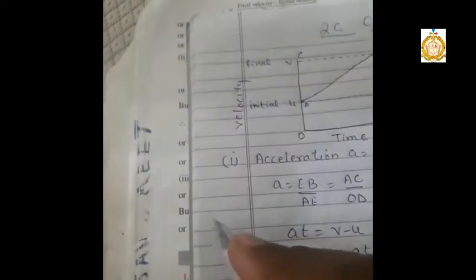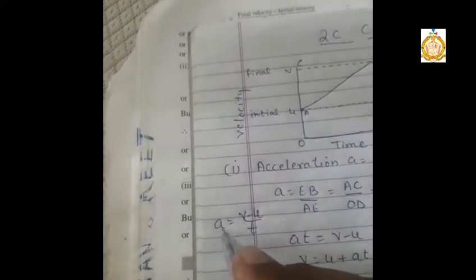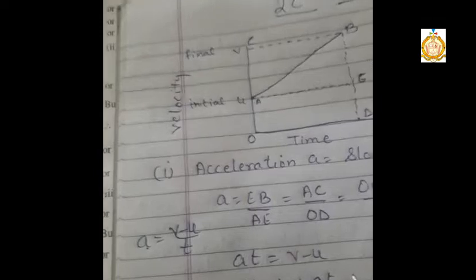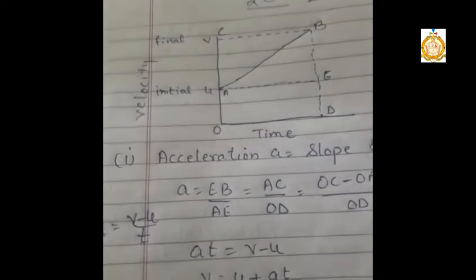So when we cross multiply, a is equal to v minus u upon t. Cross multiplying, a multiplied by t, that is at, is equal to v minus u. So the first formula we have is v is equal to u plus at.